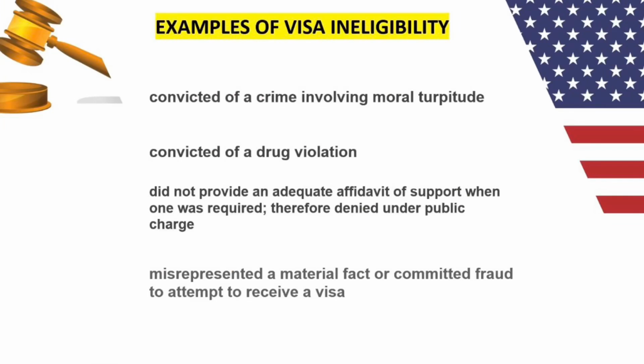There are other examples of visa ineligibility. One example is being convicted of a crime involving moral turpitude. Another is being convicted of a drug violation. Another example is that you did not provide an adequate affidavit of support when one was required, therefore you are denied under the public charge rule. Also, if you misrepresented a material fact or committed fraud to attempt to get a visa.